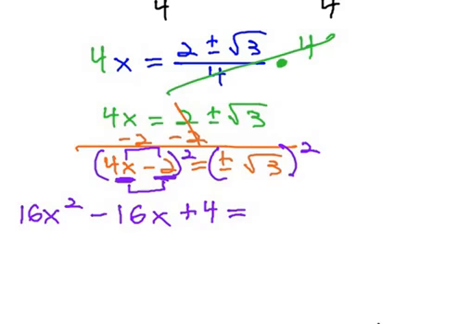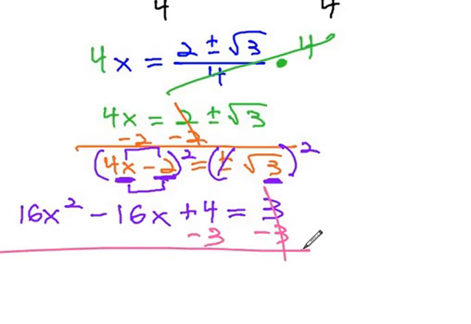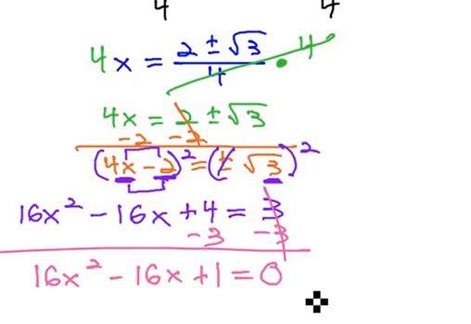Equals, the plus or minus doesn't matter. When we square a square root, we're just left with what's inside, the number 3. We like our equation to equal 0, so we'll subtract 3 from both sides. And this gives us the equation 16x squared minus 16x plus 1 equals 0.